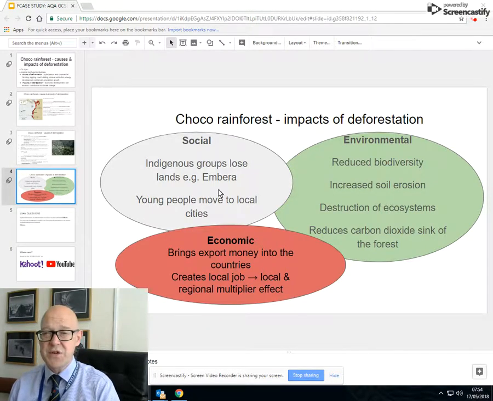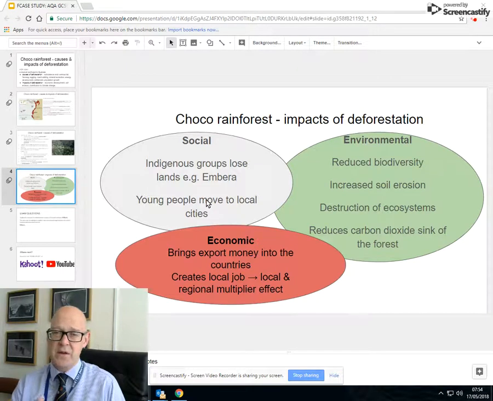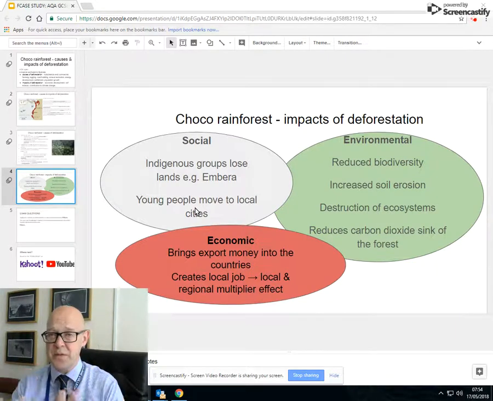But what I suggest you do is you make sure you note, for example, the Embera is an indigenous group that are affected by the destruction of the Choco rainforest. Young people migrating to cities. Okay, so you get a social breakup because, of course, there's no social services out in these forested areas. The older people are looked after by the younger people. But if the younger people move out, what's going to happen? Are you going to end up with areas with no population?